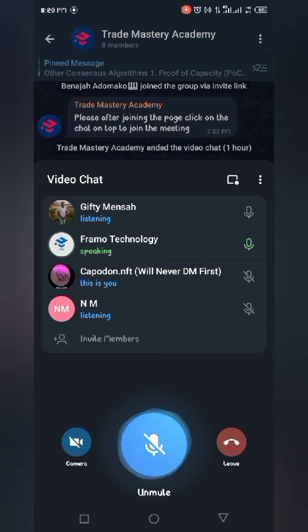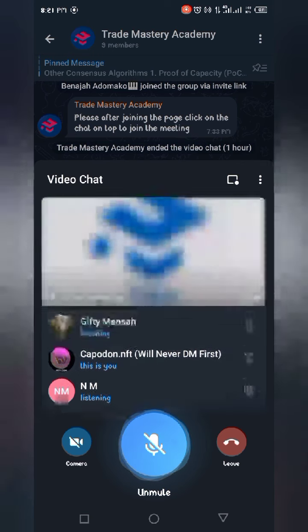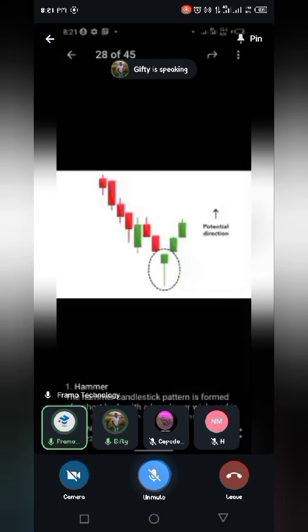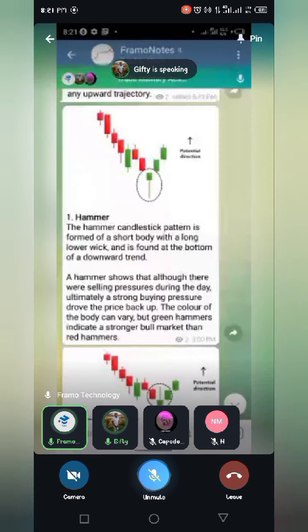So now we begin to study the various types of bullish patterns. This is what we're going to do. I'll share my screen, then we do a quick recap, then we move on. Is it set? Okay. So the first bullish candlestick is what we call the hammer.